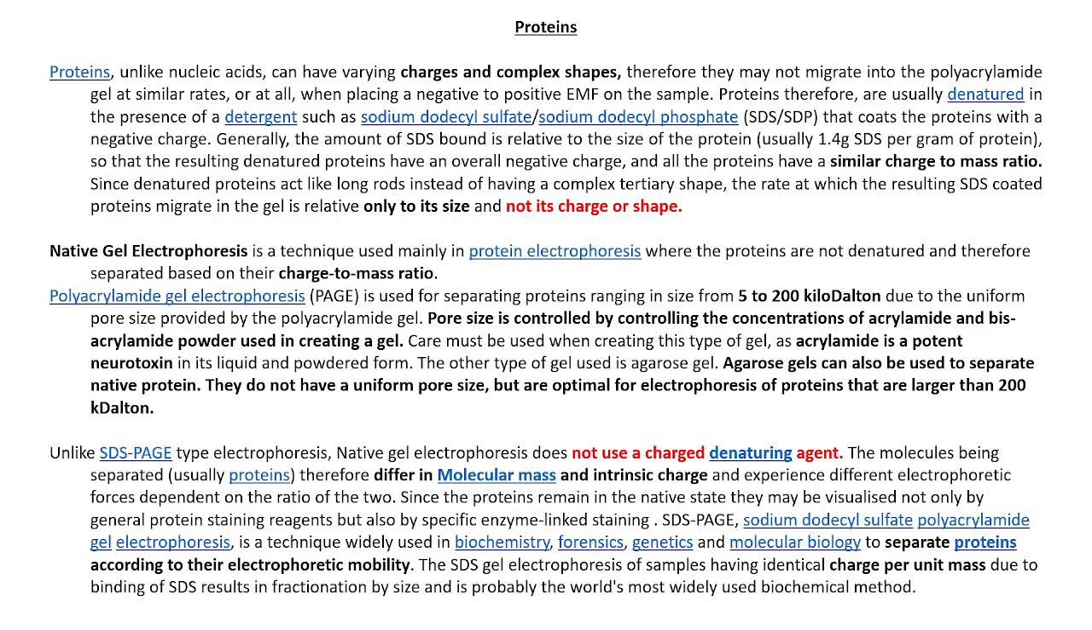The other type of gel used is agarose gel. So agarose gels can also be used to separate native protein. They do not have a uniform pore size but are optimal for electrophoresis of proteins that are larger than 200 kilodalton. Now, unlike SDS type electrophoresis, native gel electrophoresis does not use the charged denaturing agent.